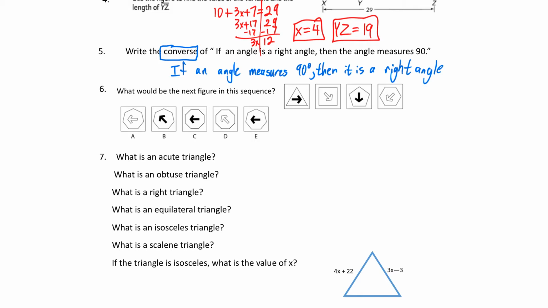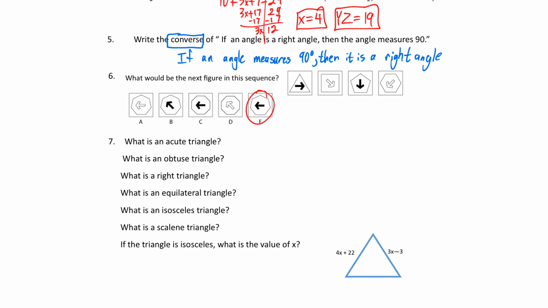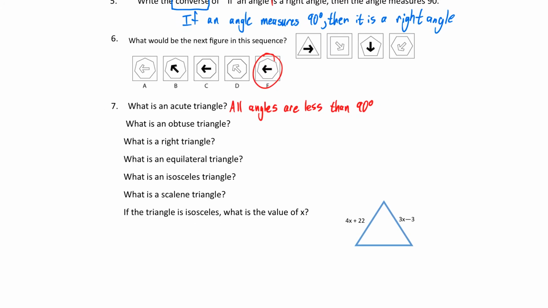Okay, number 6. Which one's going to come next in that sequence? That'd be E. Okay, number 7. What is an acute triangle? Triangle with three acute angles. Okay, a triangle where all angles are less than 90 degrees. What's an obtuse triangle? Okay, where one angle is more than 90.